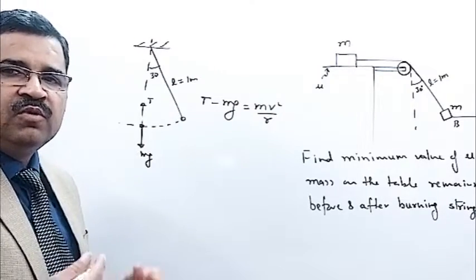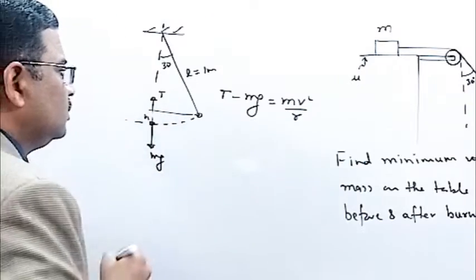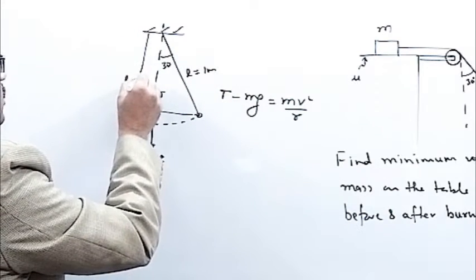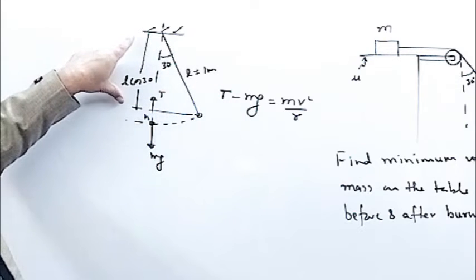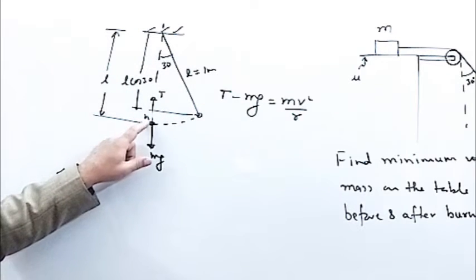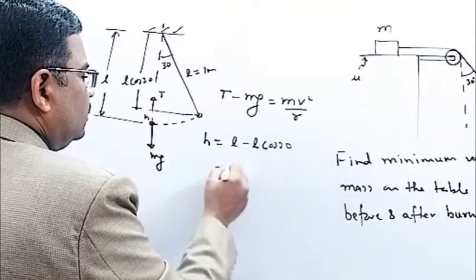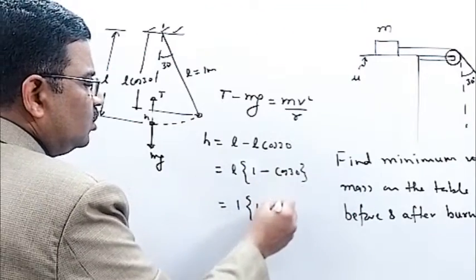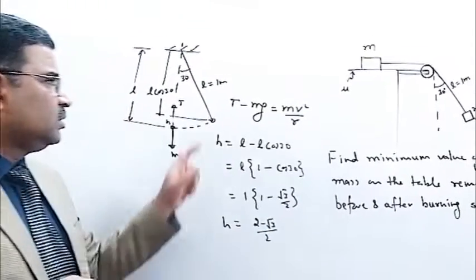Now to find the value of v, we will apply conservation of mechanical energy. When this mass reaches this point, how much height will it lose? If this length is L and this angle is 30 degrees, then from this triangle you can see that this will be L cos 30. Because this total length is also L, this H is equal to L minus L cos 30. L is common, so it is L times 1 minus cos 30. Length is given as 1 meter, and cos 30 is root 3 by 2, so I get H equal to (2 minus root 3) by 2. This is the height through which the body comes down.